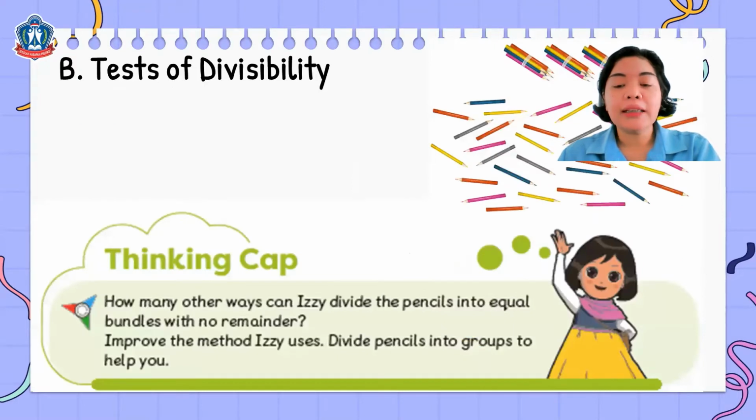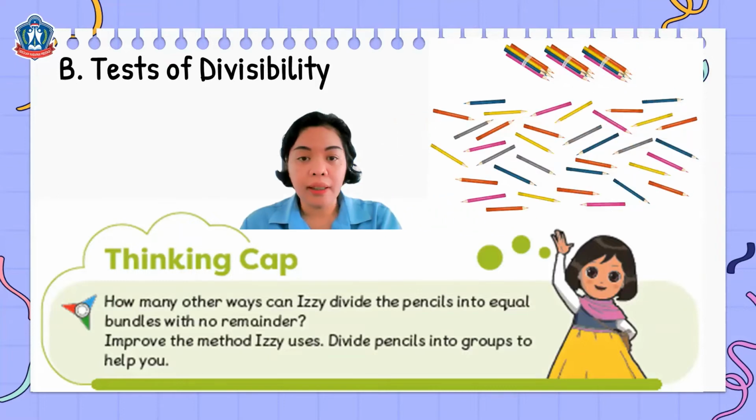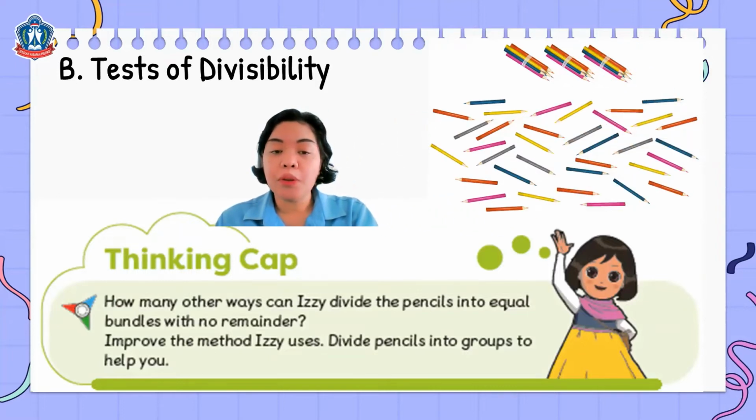Okay, is there any other way to divide the 50 pencils into bundles without remainder? Aside from 2, 3, 4, or 5, is there any number that can divide 50? If you know those numbers, children, you can share that during our class.